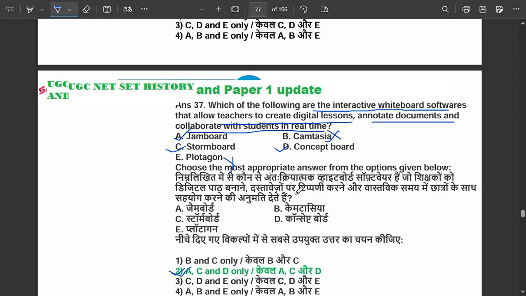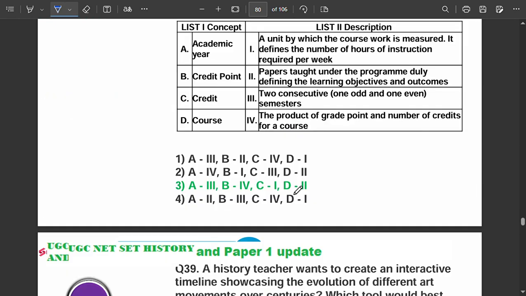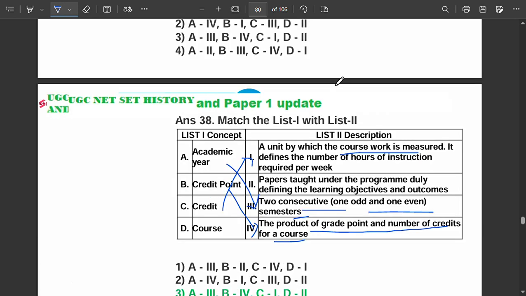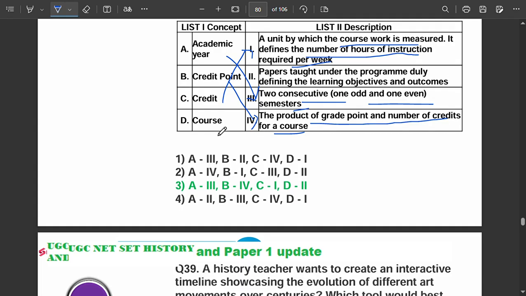Next, match the following. List of concept and description. Academic year A3, 2 consecutive, 1 odd and 1 even semester, and credit point B4, the product of grade point and number of credits for a course, and credit C1, a unit by which the course work is measured. It defines the number of hours of instruction required per week. And course D2, a paper taught under the program duly defining the learning objectives and outcomes. So option number 3 was the correct match. Option number 3 was the correct answer.